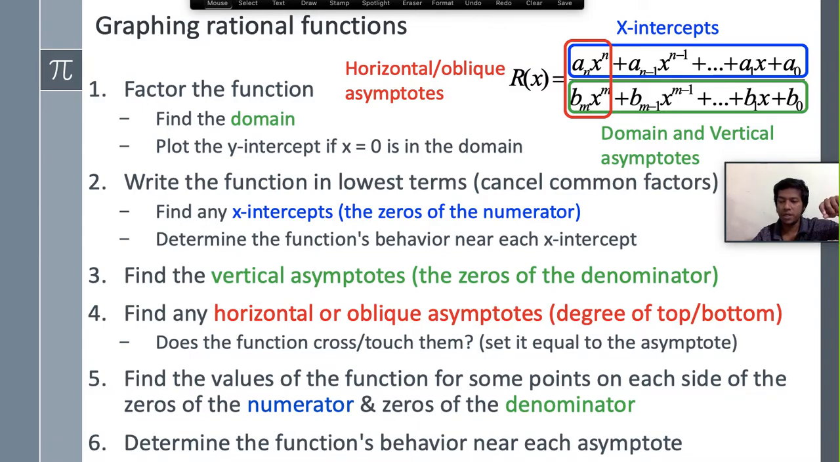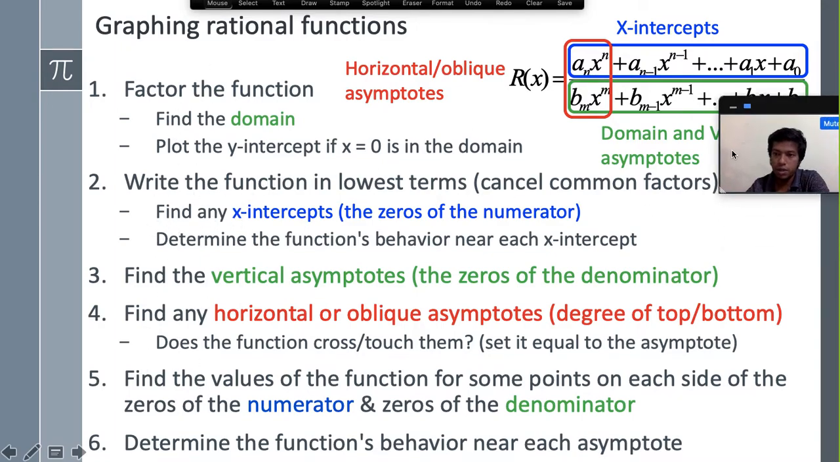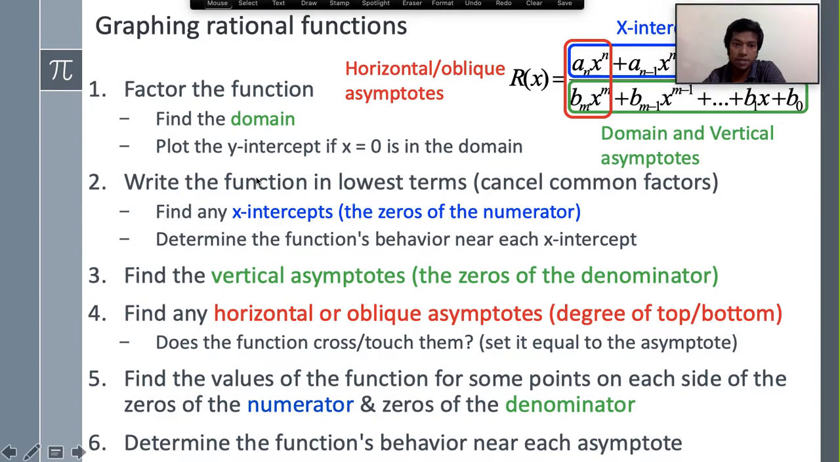You have some points on the left side or right side, then we will try to find a few more points just to find out in which direction the graph will go. Find a few more points. Determine the function's behavior near each asymptote. That helps because then we can find out the direction of the graph, where it can go. So we will have to combine it. We will show you the application now, like how we apply all these things.